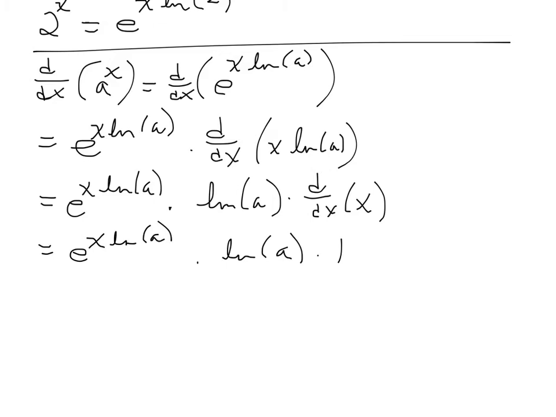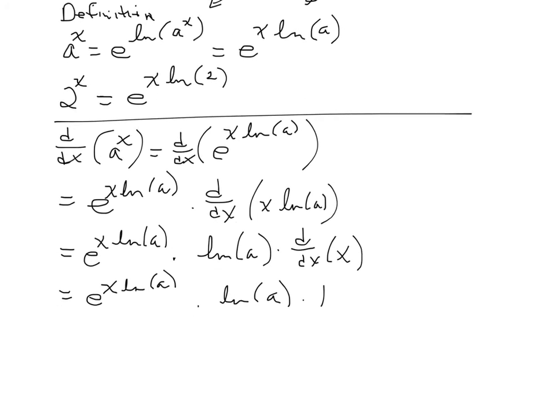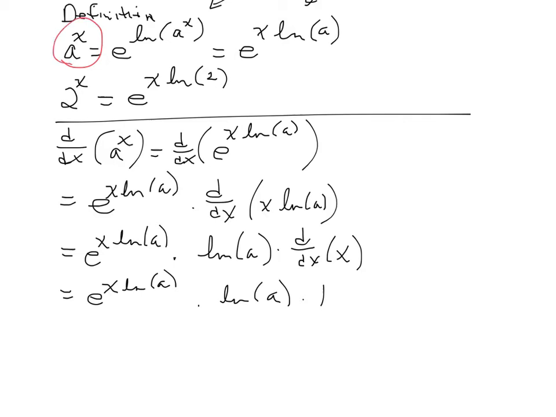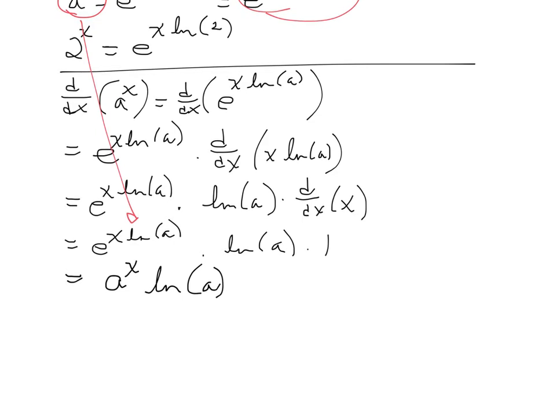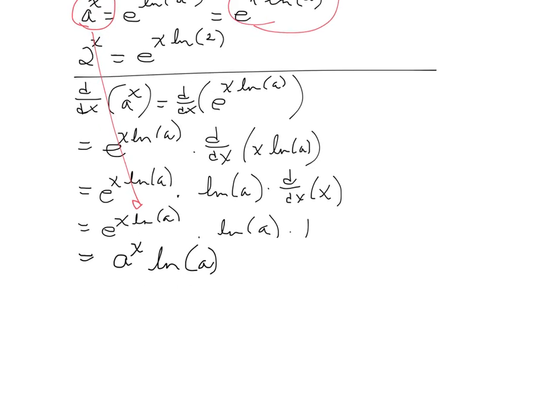If I go back up here and I say, hey, that's that, so I just simply plug this back in and I get a to the x ln of a. Every time I think I'm going to say something funny and it's being recorded, I'll probably get in trouble. So that's some more useful stuff for you to memorize. Okay, so therefore, the derivative of a to the x equals a to the x ln of a.